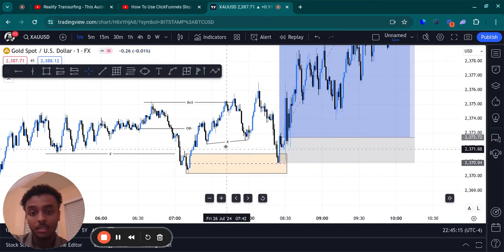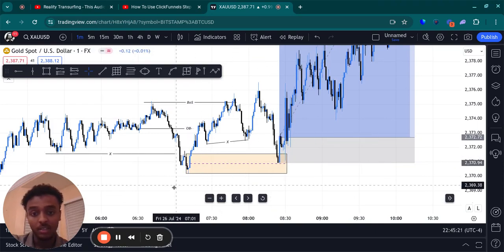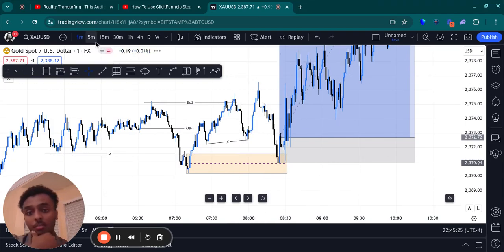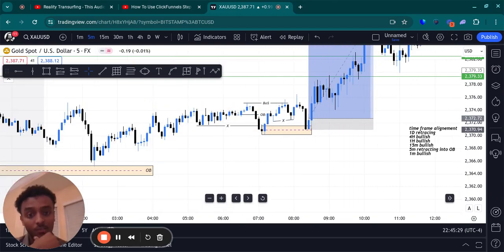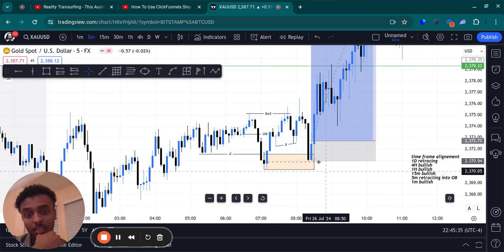So with that being said, and seeing this build up here, and seeing that this was the obvious demand that caused that rip, I was thinking to myself, oh, this may actually end up being a 5-minute liquidity sweep, as you can tell here, to entice early buyers, take them all out here, and then go lower.